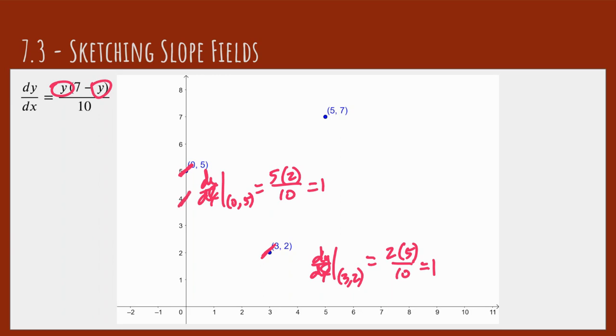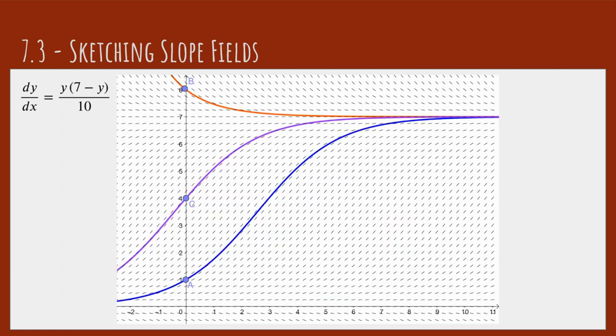So it should just look a little bit steeper. For example, at this point, it should be a little steeper than the slope at y equals 5. If we plug in 7 for the y value, it is going to give us 7 times 0 over 10, which is 0. And you may remember from looking at the graph that the slopes along the y value of 7 were all 0 slopes. That's because when we plug 7 in for y, we get 0.